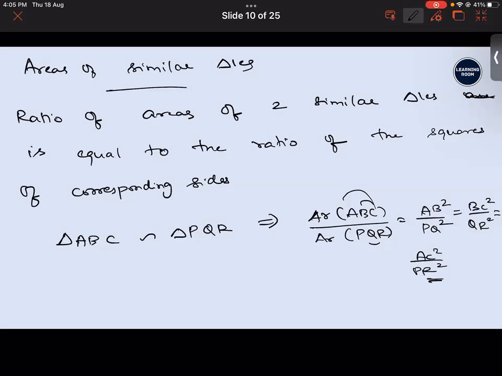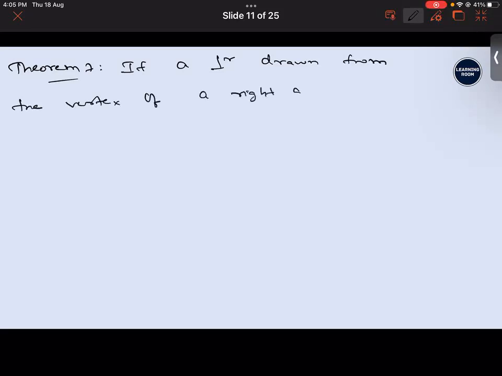Shall I proceed? Yeah. So what is theorem 7? So what is it stating? It's on page 160. Read it. If a perpendicular is drawn from the vertex of a right angled triangle, then what will happen?